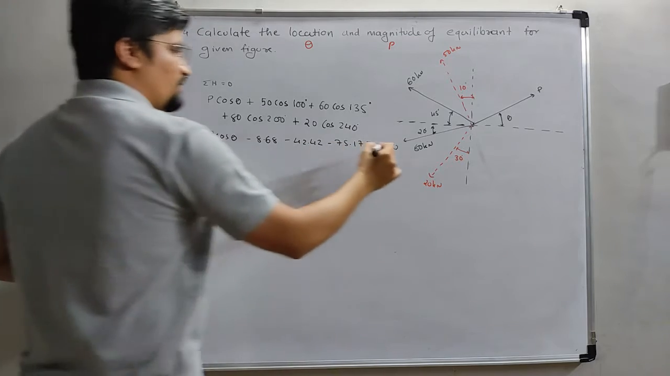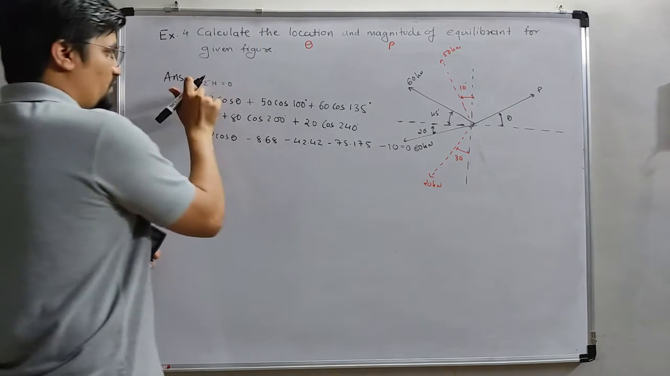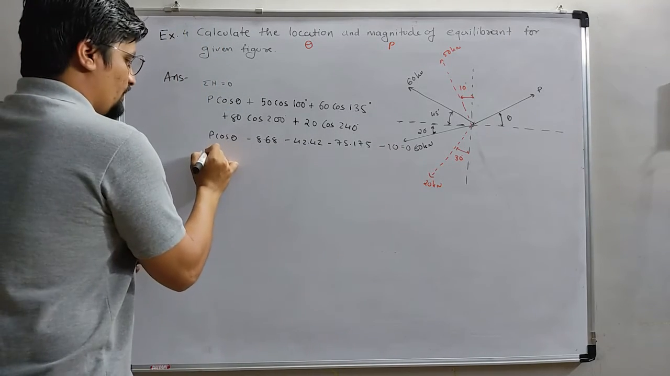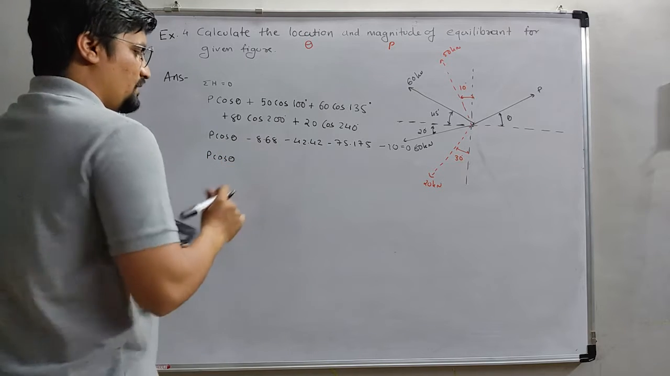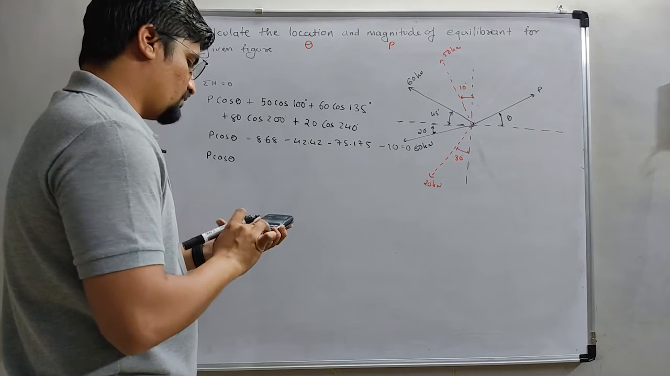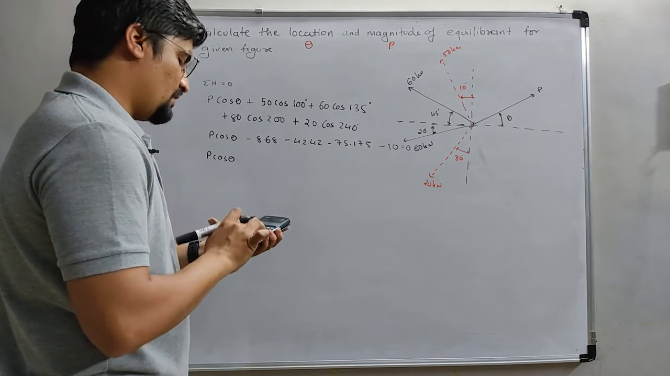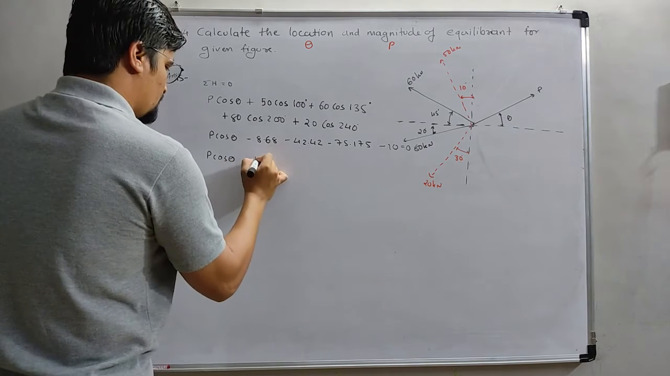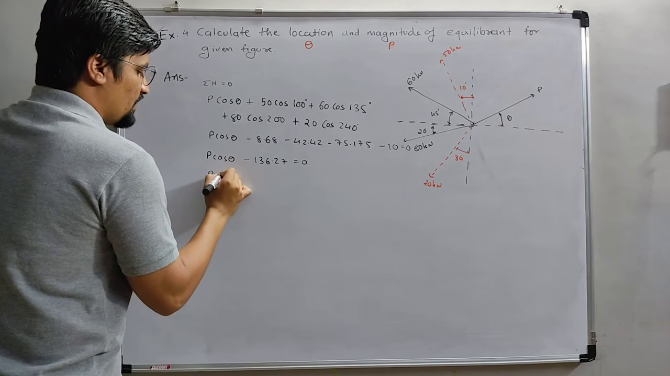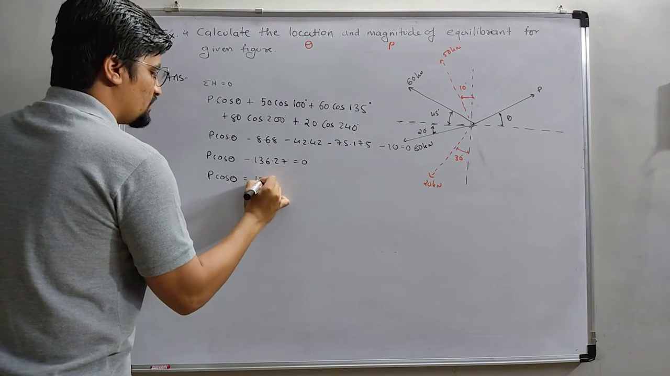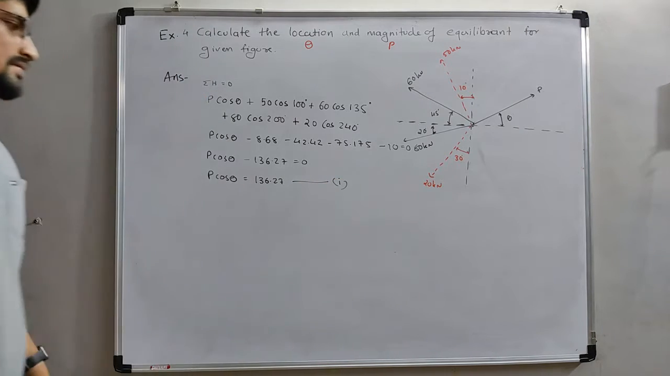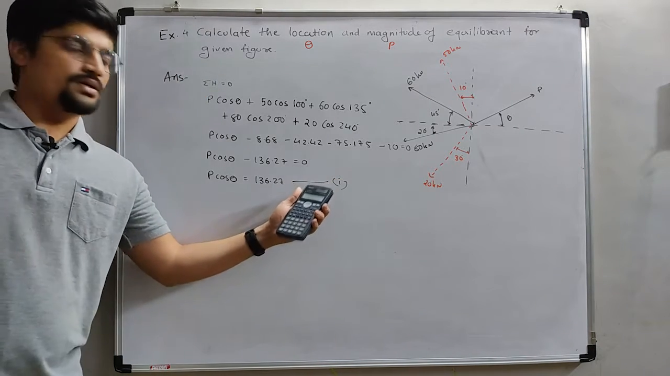The summation of all horizontal forces is equal to 0. So P cos theta minus 8.68 minus 42.42 minus 75.175 minus 10, the answer is minus 136.27, is equal to 0. So we get the P cos theta value equal to 136.27. This is equation 1.